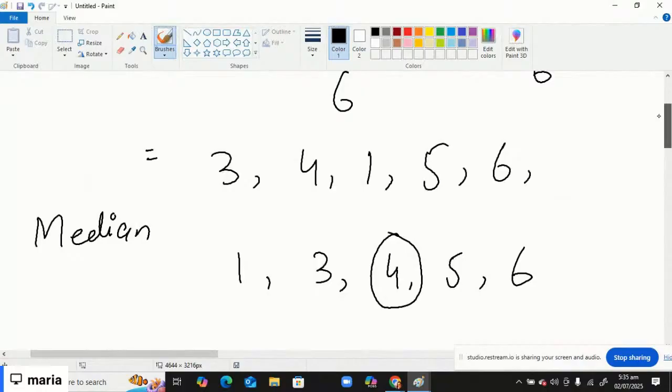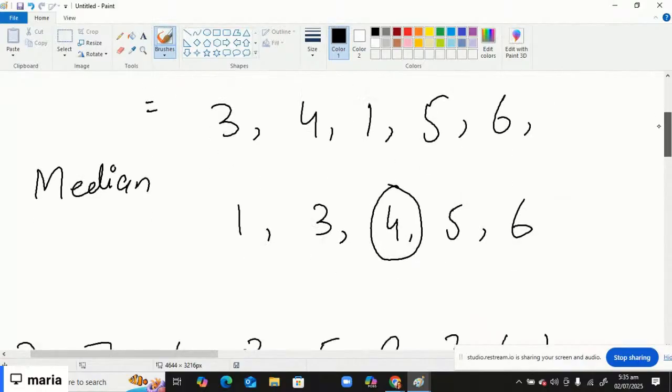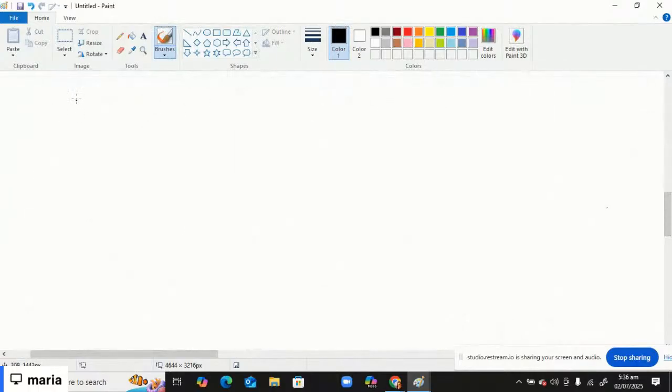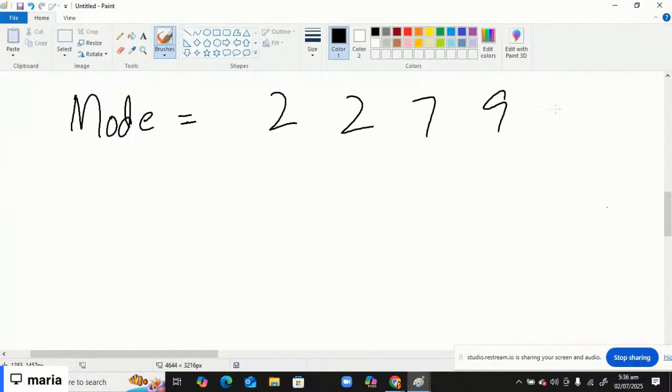Now mean is clear, just adding up and dividing by how many. Median is the middle number. Now let's come to the mode. If some kind of data is given, let's suppose the data is 2279952. You're not going to arrange the data in this case. You check which number appears most of the time.